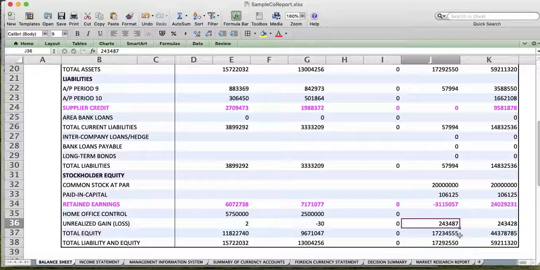Total equity, of course, is the sum of all the four elements above, and then added to current liabilities, to total liabilities, we come to total liability and equity, which is equal to total assets, because again, a balance sheet has to be balanced.